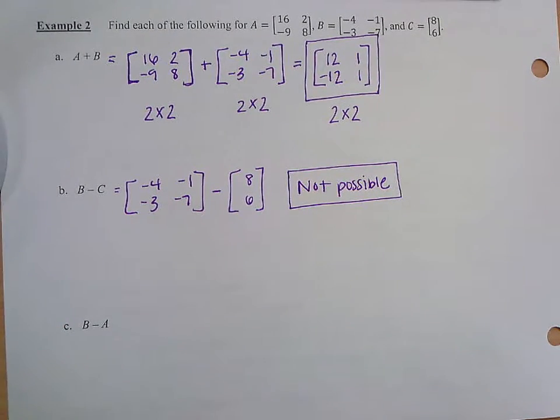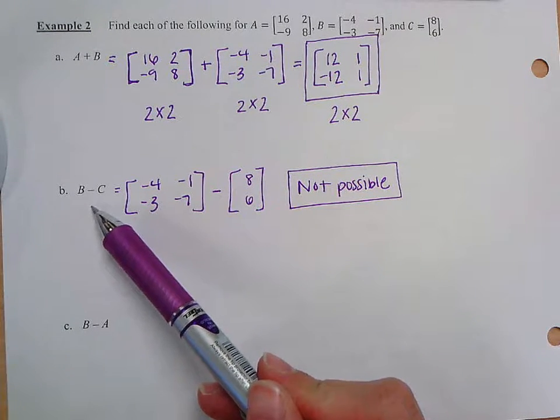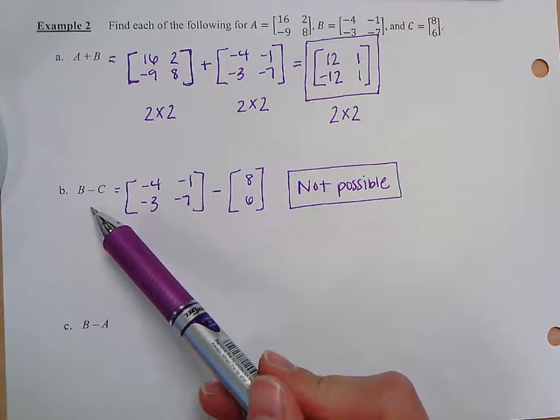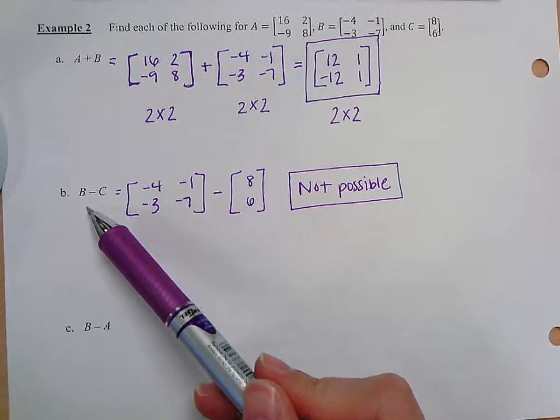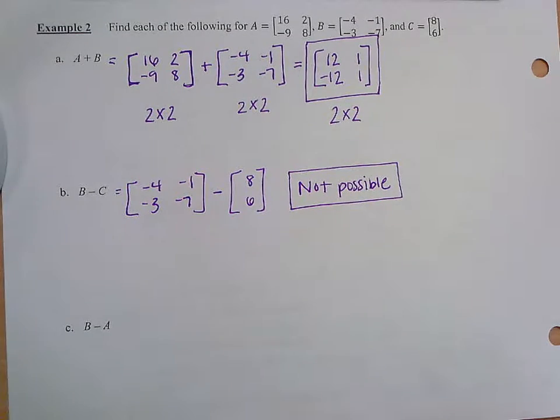You don't need to put no solution. Again, when you say no solution, it should be only if you're asked to solve an equation, and then you get no solution for that equation. So this is just an expression, subtract the matrices. It's not possible to do that.